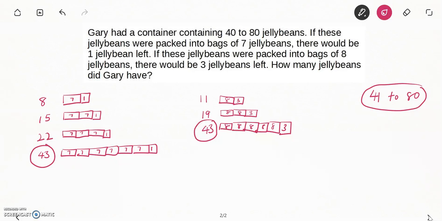Now instead of stopping here, I want to show you how to represent this in table form, which is easier to understand. So let me just clear this away.